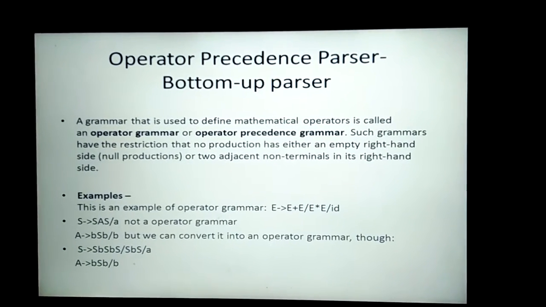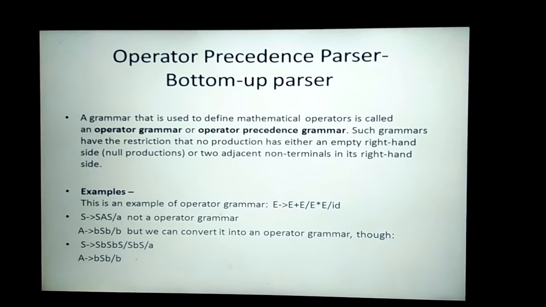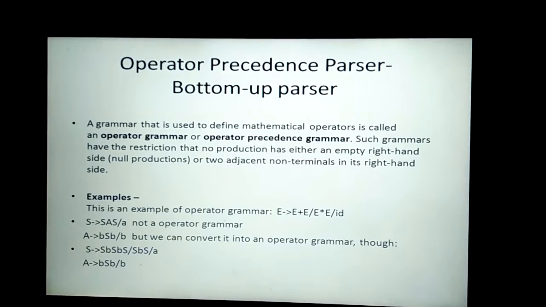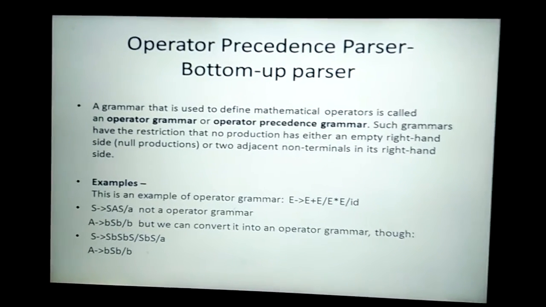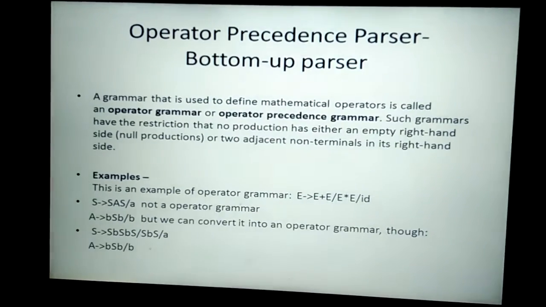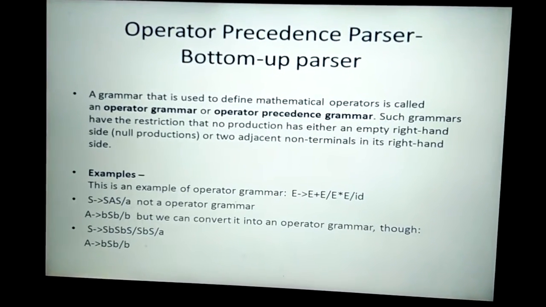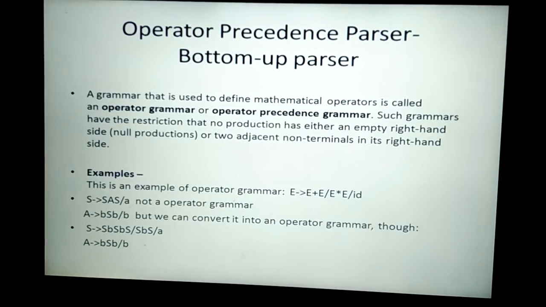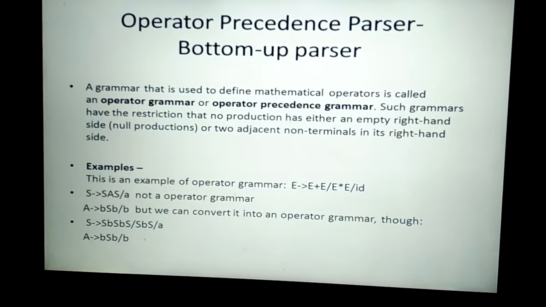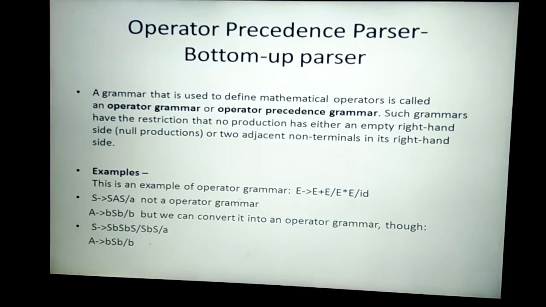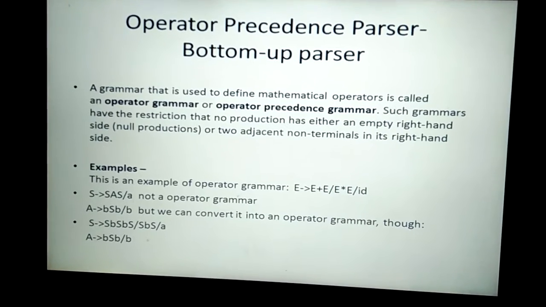Operator precedence parser, which is also known as the bottom-up parser, and this is the sixth program of the CC Lab for the operator precedence parser. As the operator precedence parser is also known as the bottom-up parser, a grammar that is used to define the mathematical operator is called an operator grammar or the operator precedence grammar.